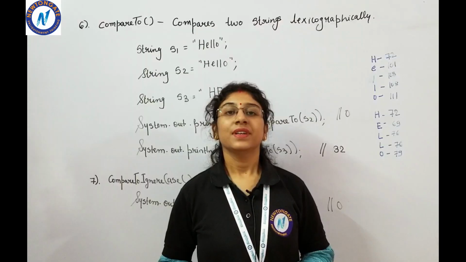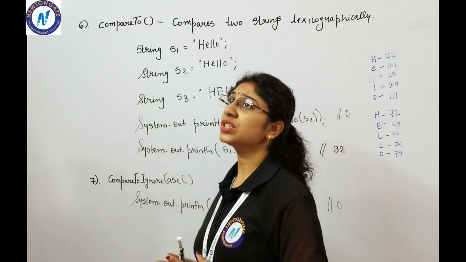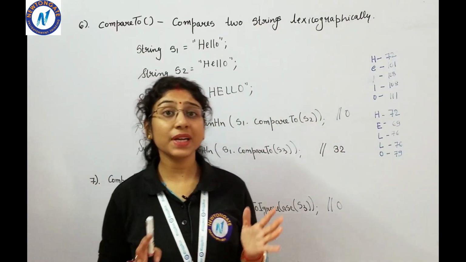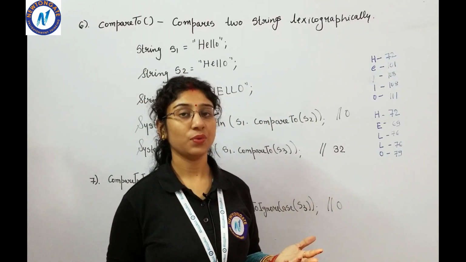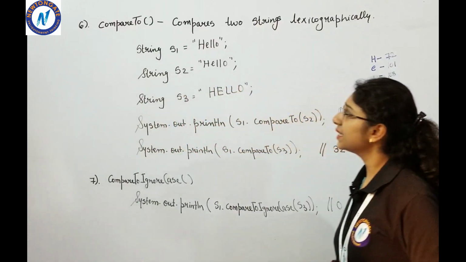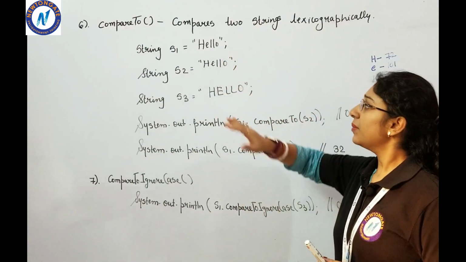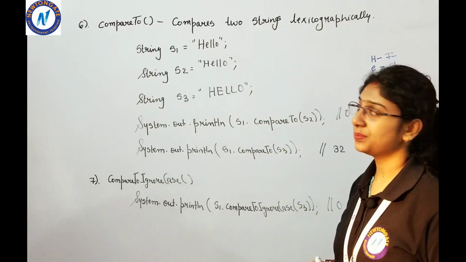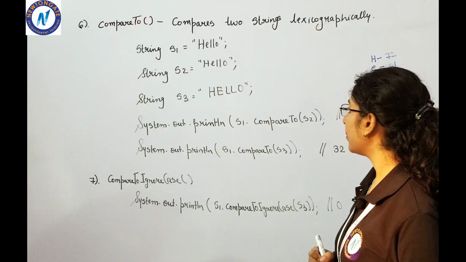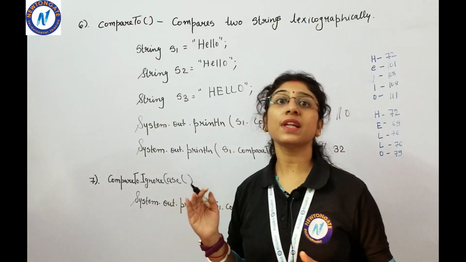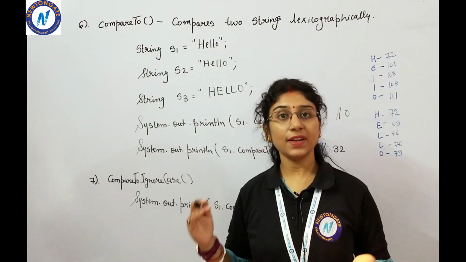Now our next functions are compareTo and compareToIgnoreCase. The compareTo function is used to compare strings lexicographically. It returns an integer value. Here you can see string s1 is written as hello, s2 and s1 are both the same, but in s3 I have written hello in capital letters. When I compare s1.compareTo(s2), it will compare both strings by their ASCII values. It will subtract the ASCII values, and if it gets 0, then it will check the next character.